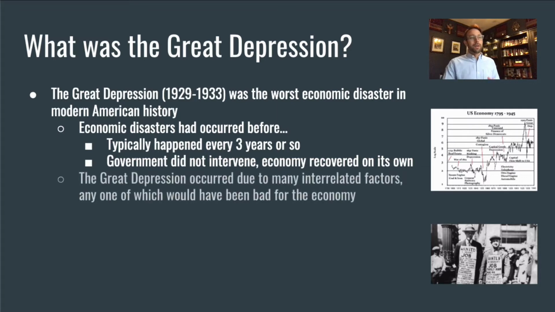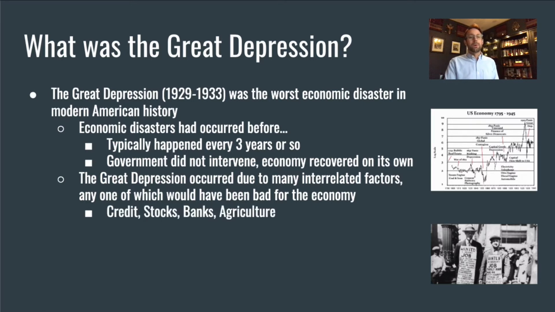Now, like I said before, the Great Depression occurred for many interrelated factors. So it was not just the stock market crashing, it was all these other economic things going on that led to, again, the worst situation our economy has ever been in. Now, if any just one of these things happened, we would have had a bad economy, but they all happened at once, and that's one reason the Great Depression was so bad.